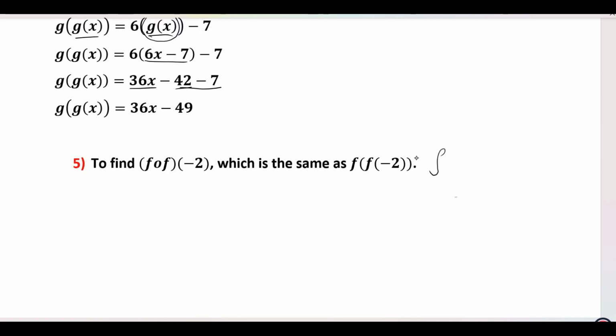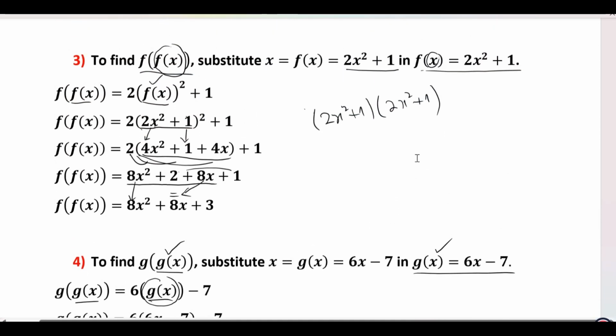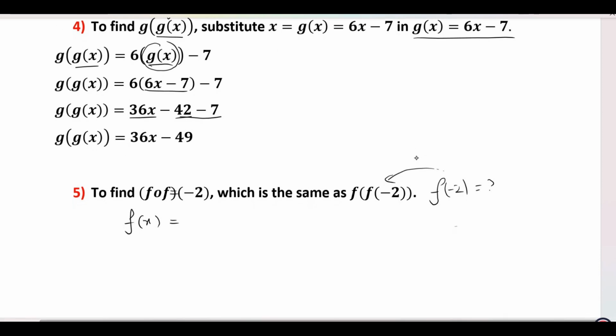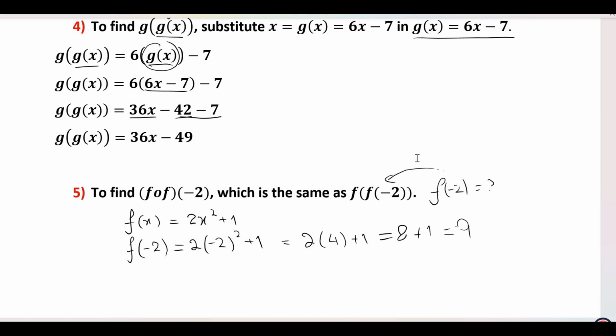So first we need to find out f(minus 2), and then put that value inside the function f. So we have f(x) as 2x squared plus 1. We need to find out f(minus 2). That means 2 times minus 2 squared plus 1. And that gives us 2 times 4 plus 1. And that is 8 plus 1 is 9.